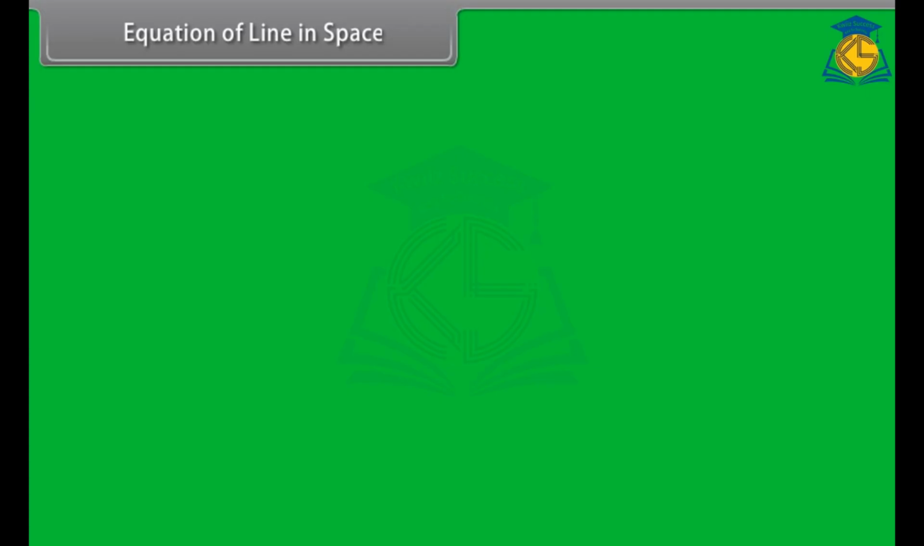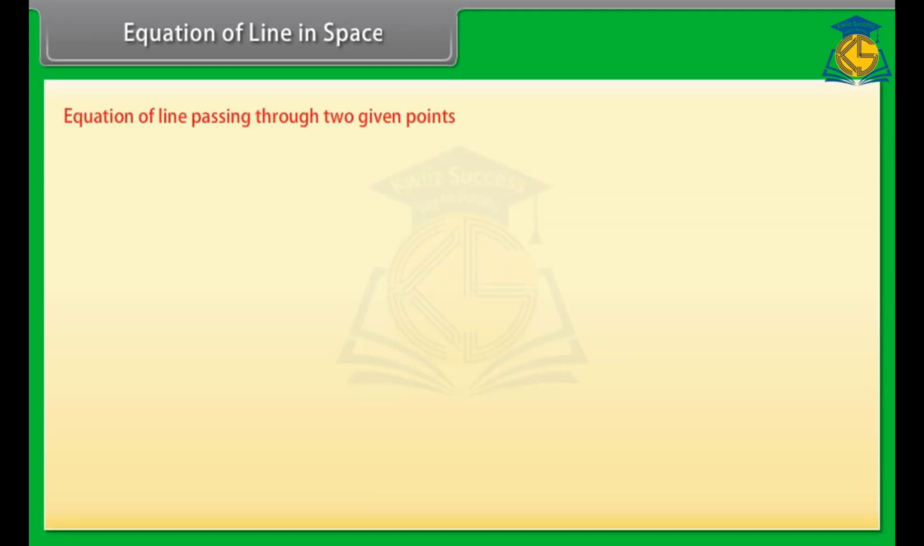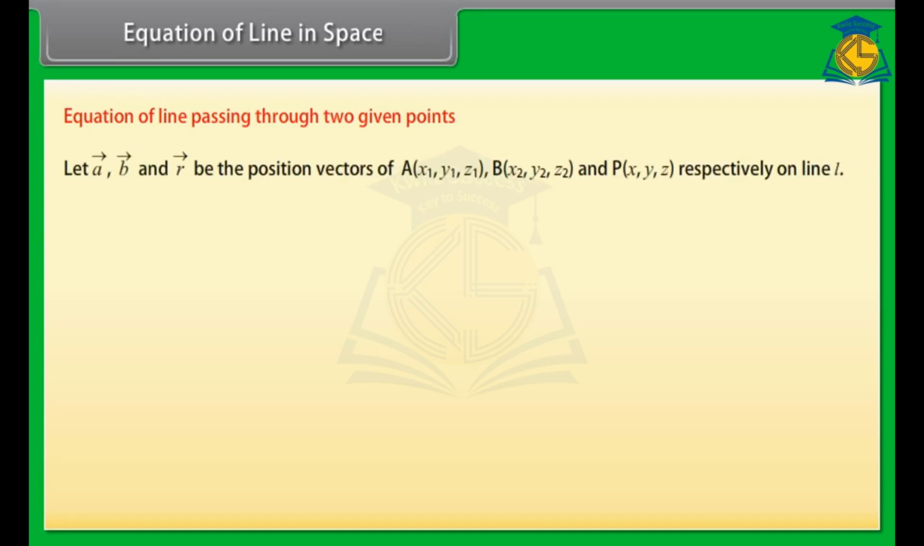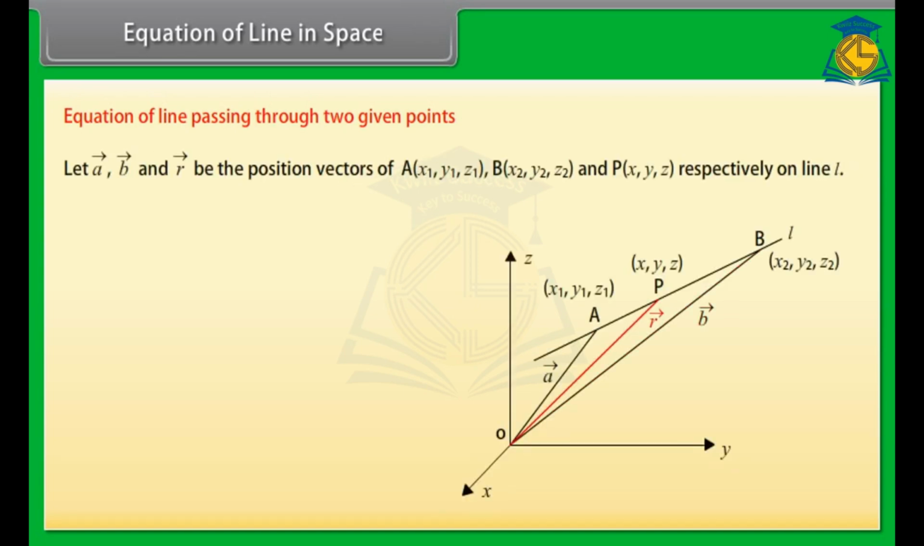Equation of line in space. Equation of line passing through two given points. Let vectors a, b and r be the position vectors of A (x1, y1, z1), B (x2, y2, z2) and P (x, y, z) respectively on line L. Then the vector equation of the line L is vector r equals vector a plus lambda times (vector b minus vector a), lambda belongs to real numbers.